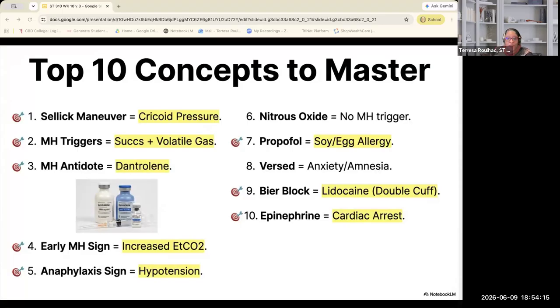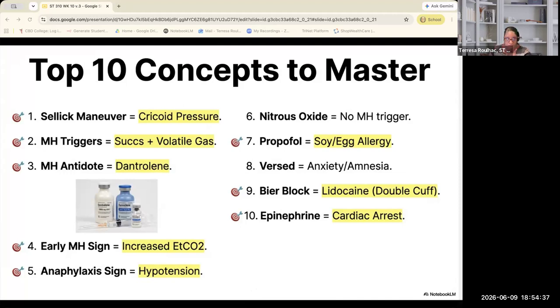Okay. Bear block from last week uses lidocaine and a double cuff tourniquet. I will repeat that. A bear block uses lidocaine and a double cuff tourniquet. And epinephrine is strongly associated with cardiac arrest and severe emergencies.